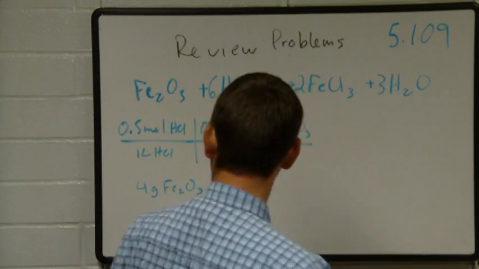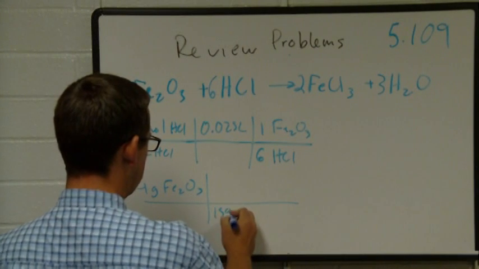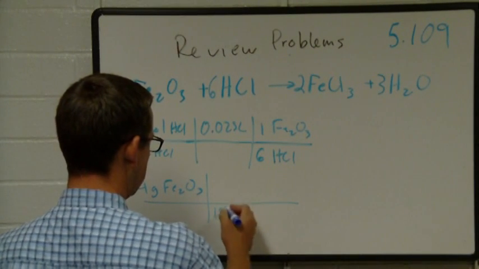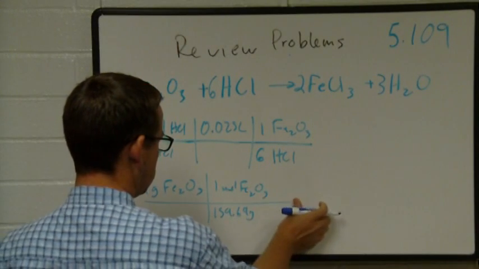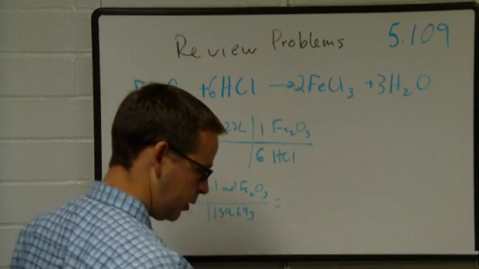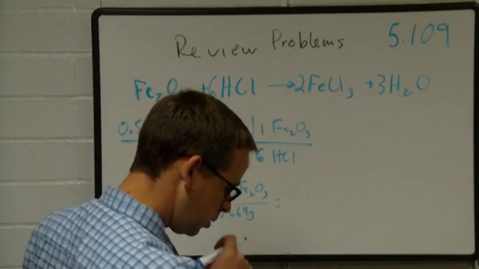So 159.69. If we had 159.69 grams, that would be 1 mole of the Fe2O3. So this will tell us how many moles of the Fe2O3 we have. Okay?